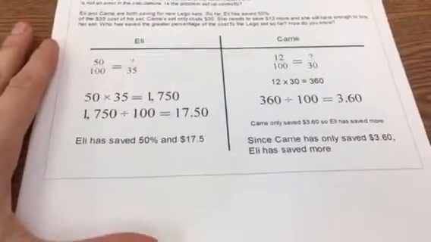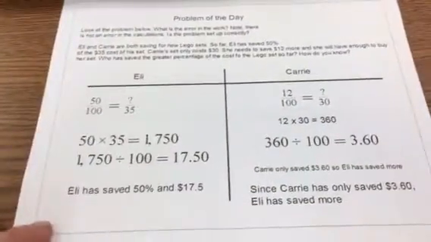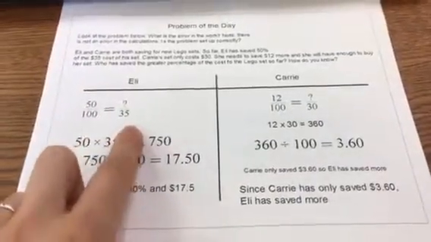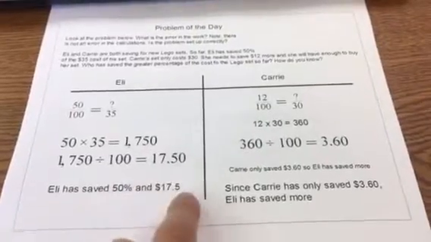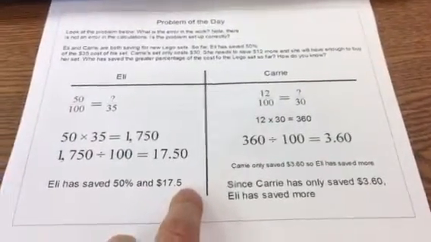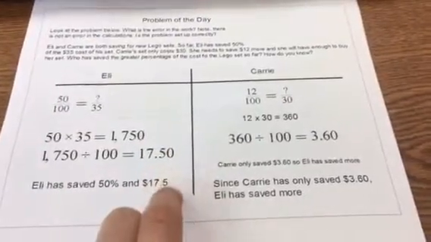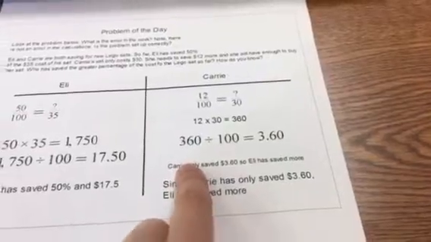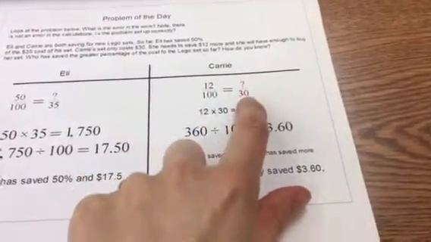How do you know? So there's a mistake in this work here. And this side looks pretty good. So here we have 50 over 100 equals question mark over 35. And this person found that Eli saved 50%, which is equal to $17.50. And that makes sense because if you divide 35 in half, you're going to end up with $17.50. Now over here, we have that Carrie is 12 over 100 equals question mark over 30.